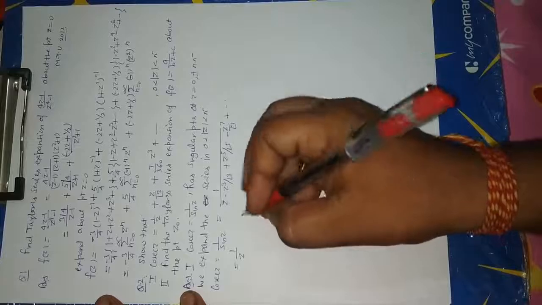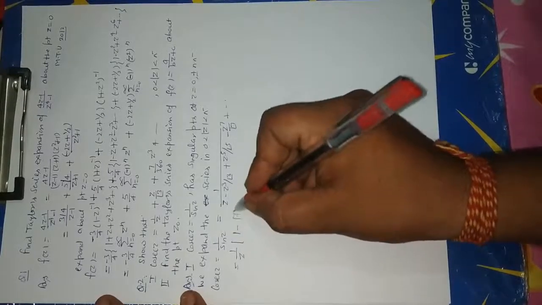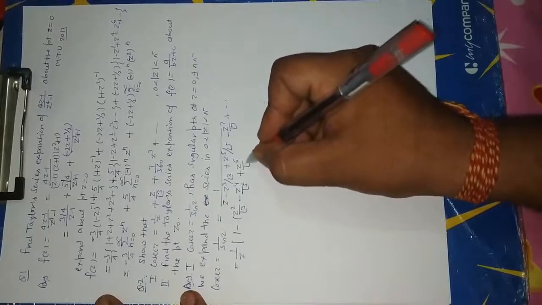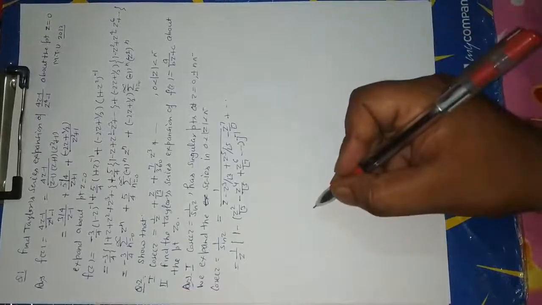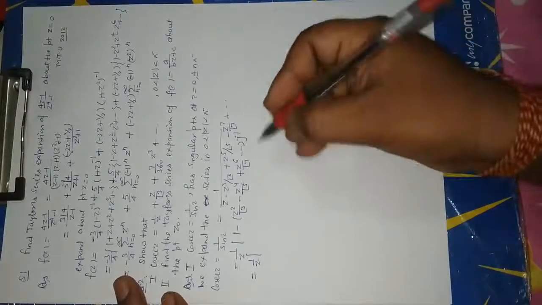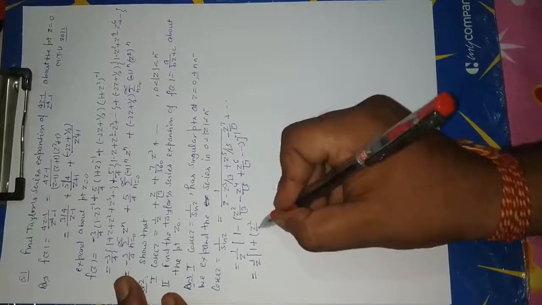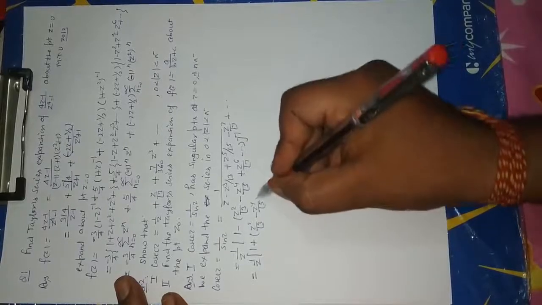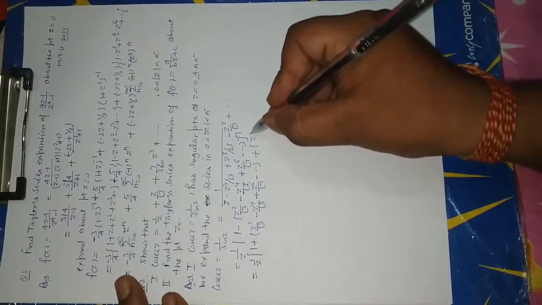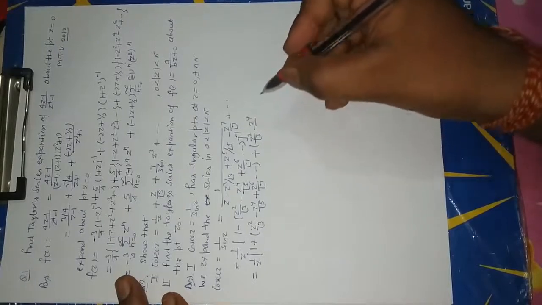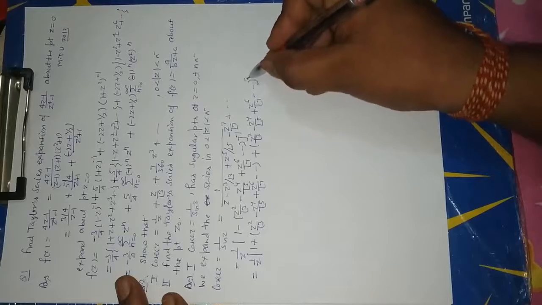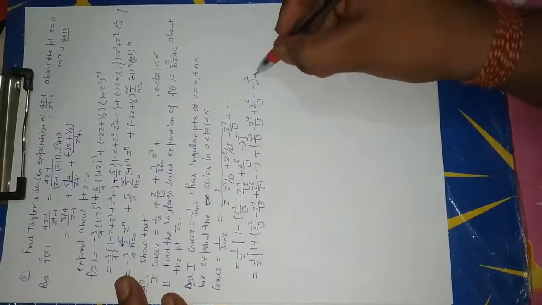Now 1 upon z is common. This is equal to (1 minus z square upon factorial 3 plus z to the power 4 upon factorial 5 minus z to the power 6 upon factorial 7 plus up to dot) whole power minus 1. Now expand binomially. 1 upon z times (1 plus (z square upon factorial 3 minus z to the power 4 upon factorial 5 plus z to the power 6 upon factorial 7 minus up to dot) plus (z square upon factorial 3 minus z to the power 4 upon factorial 5 plus z to the power 6 upon factorial 7 minus up to dot) whole square plus up to dot).